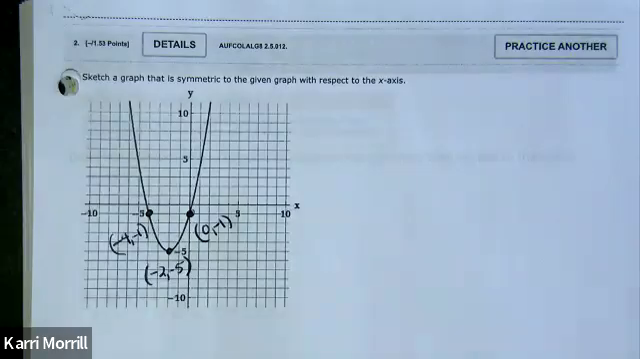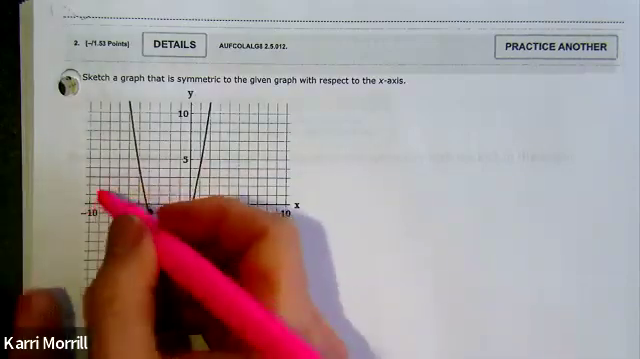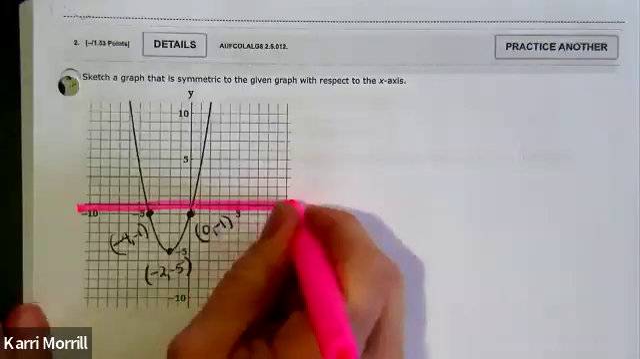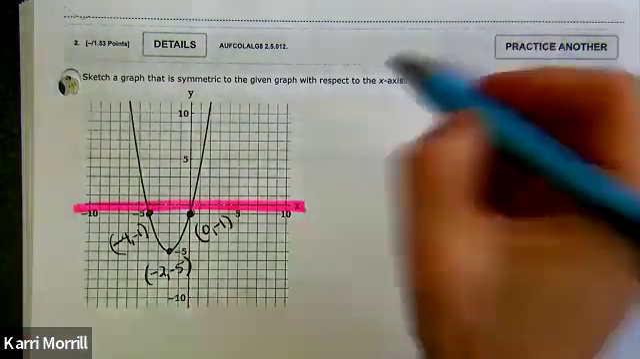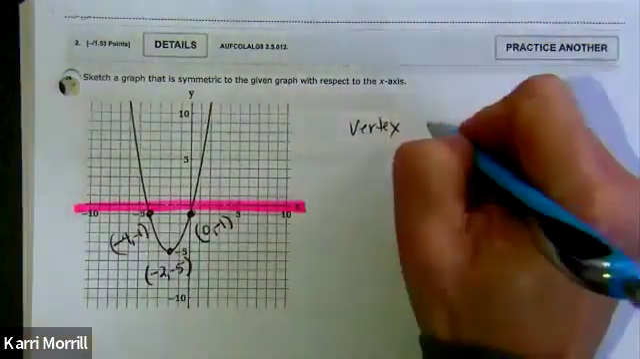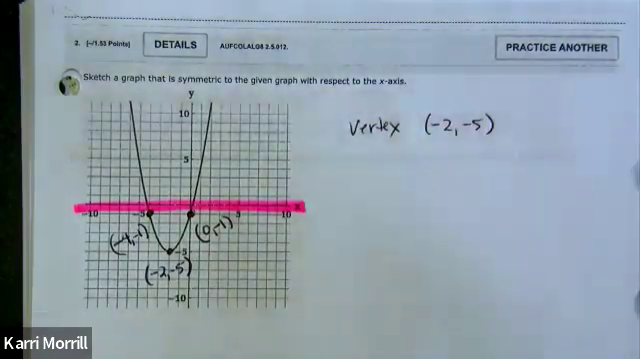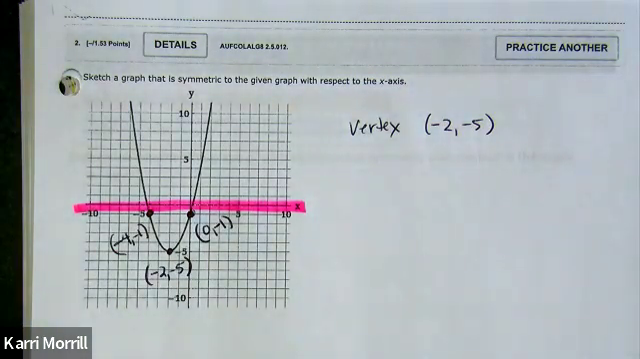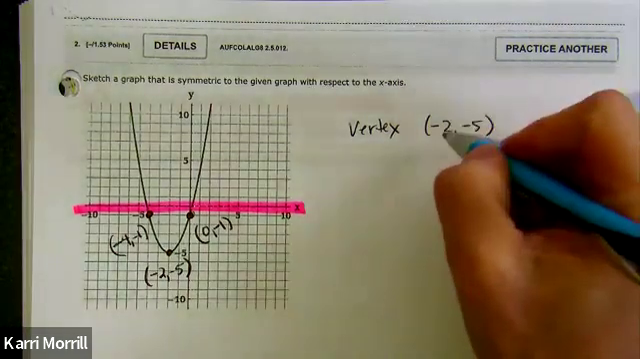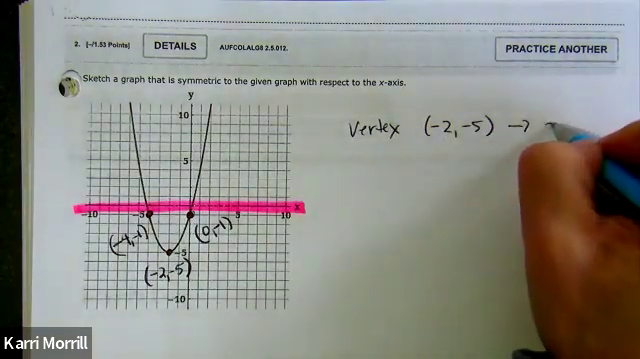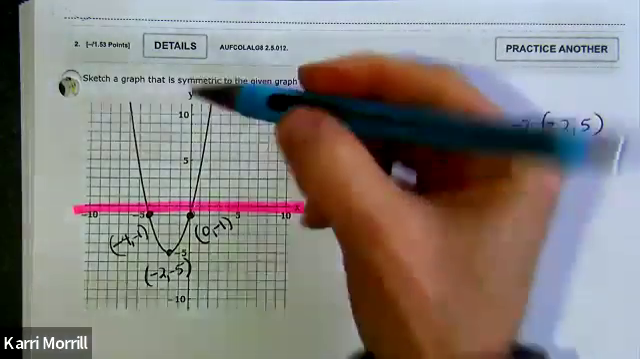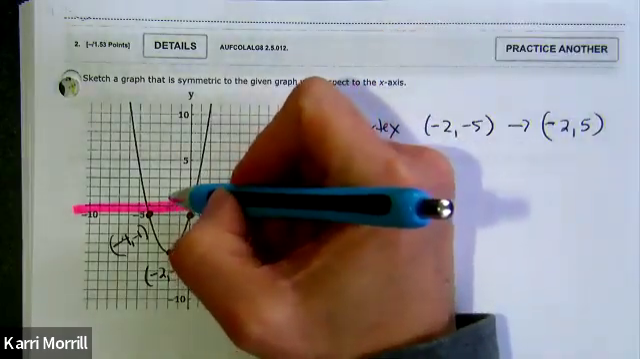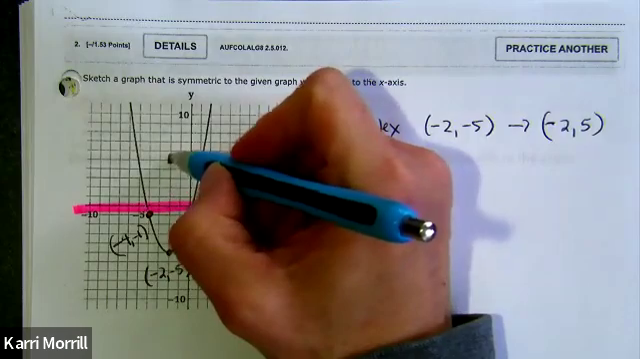Okay, so if they told us to graph this in respect to the x-axis, that means this parabola is going to flip over. So what does that mean? If the vertex was (-2, -5), and it's in respect to the x-axis, then our x stays the same, and we're going to change the y part. So (-2, 5). You go over 2, but you go up 5: 1, 2, 3, 4, 5, right here.